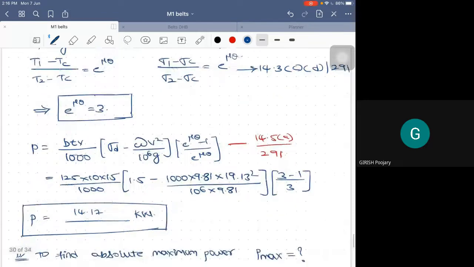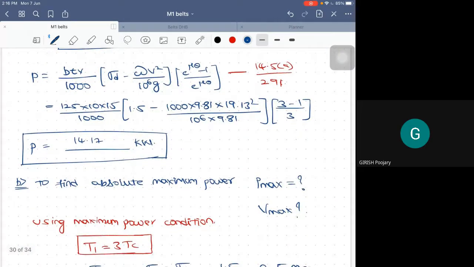What does it say? The maximum power condition says that when the tension in the tight side, which is the value of T1, is equal to 3 times the tension due to centrifugal action, then your belt would give you the maximum power transmission. That is what we call the maximum power condition. According to the maximum power condition, T1 would be equal to 3 times Tc.